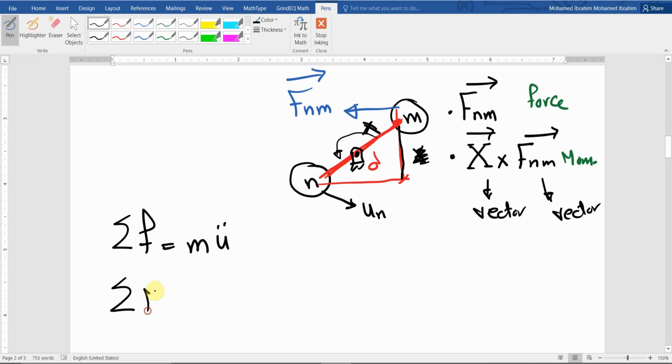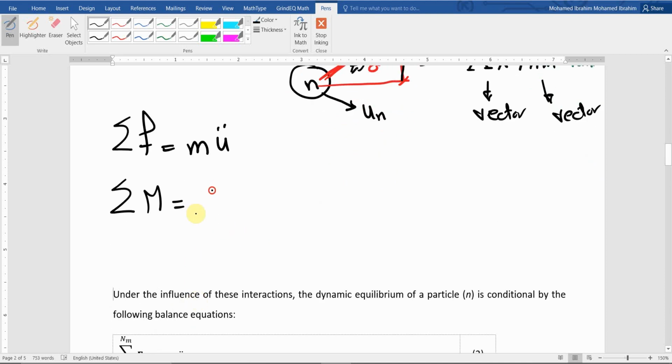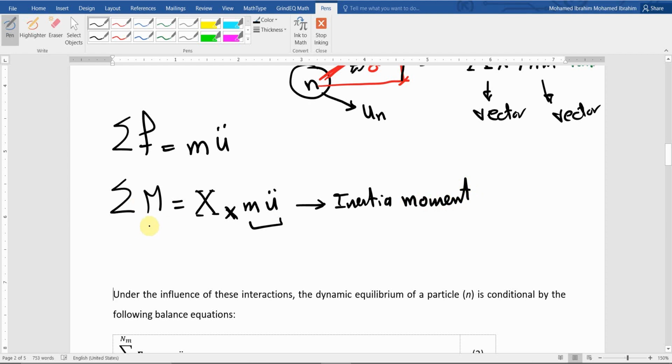In addition, we have to apply that the sum of moments should equal the rotary inertia, which could be written as the x cross product of the mass times u double dot. It means that this is the linear inertia. If you multiply the cross product by a displacement, this gives the inertia moment. Make sense? So generally we're going to say that the equilibrium is not just over the force. There should be equilibrium also over the moment that would be produced because of this force about the particle n.